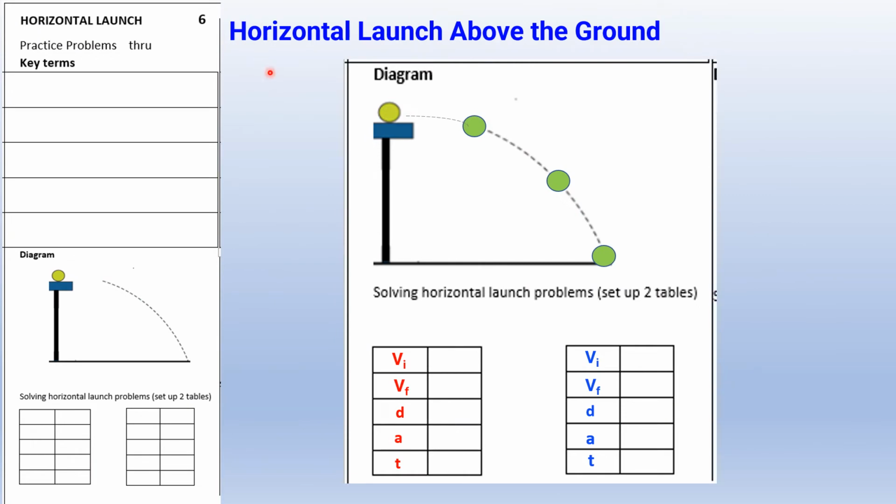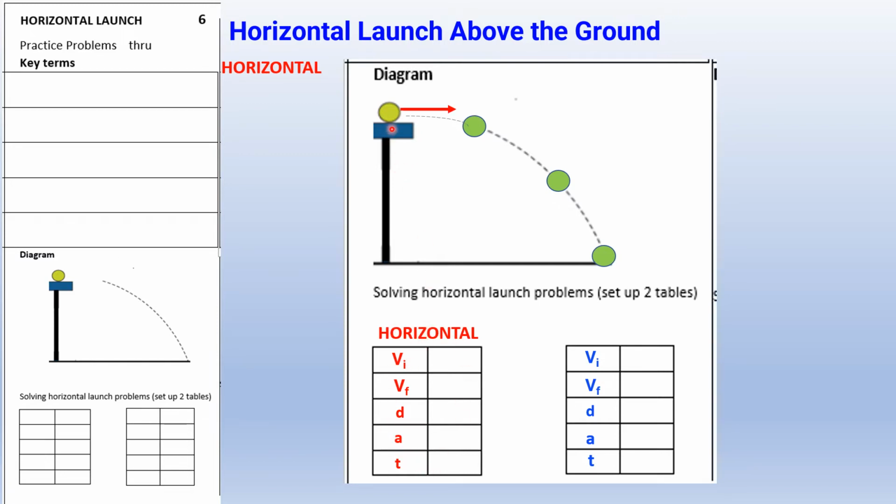Horizontal launch above the ground. So here we have a ball that is rolling over a table and is going to leave the edge of this table, and the trajectory of this ball is going to be this arc shape. To explain this shape, I have to divide this motion into two sections. One is the horizontal component, and as I explain the horizontal component of this trajectory, I'm going to build this motion table.